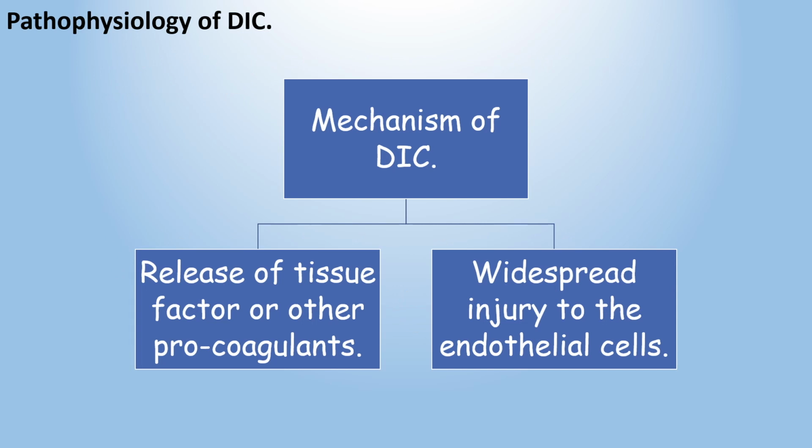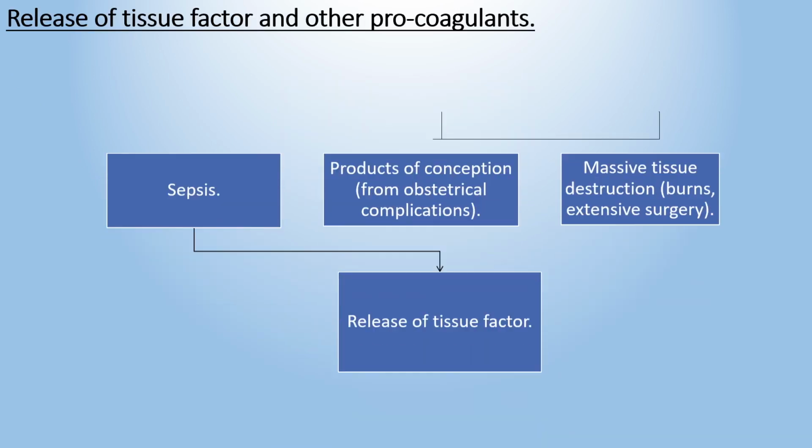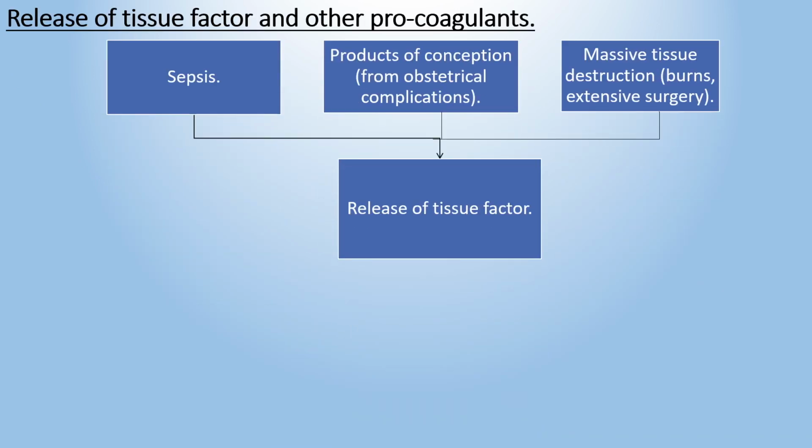Now let's talk about the pathophysiology of disseminated intravascular coagulation. Disseminated intravascular coagulation has two primary triggers. The first is release of tissue factor or other procoagulants in the blood, and the second is widespread injury to the endothelial cells. There are many events which mediate the release of tissue factors.